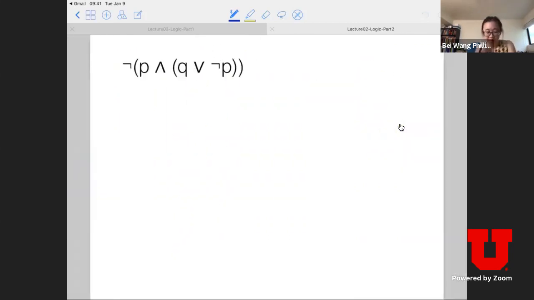All right, now let's do the next one. This one, if you look at how many negation symbols are outside the parentheses, there's only one, so I only need to operate on this one, okay? So I'm going to bring negation inside. So there's 2 variables. There's a variable P, and then there's this variable Q or not P, okay? So if I bring it in, I have negation of P and then negation of the second variable, negation of Q or not P.